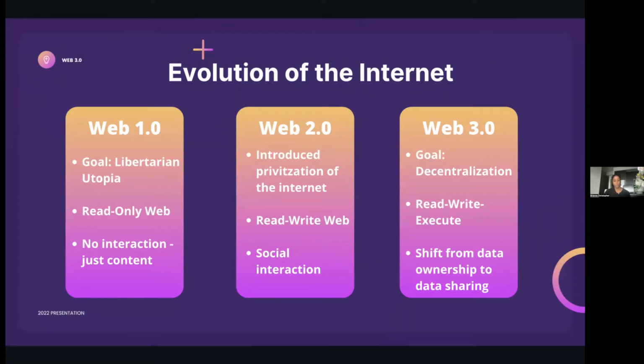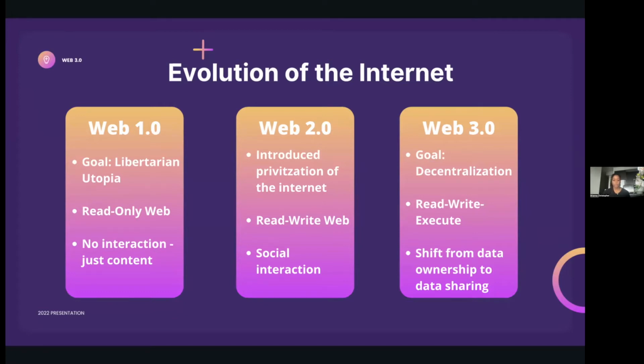Web 1.0 operated as a content delivery network that facilitated displaying information on websites. It was a read-only web, and there was no way for people to interact with the content, but just view content instead. Web 2.0 is a step up from that and operates as a read and write web because users can generate content and make it accessible to billions of users instantly. This phase of the internet also introduced the privatization of the internet.